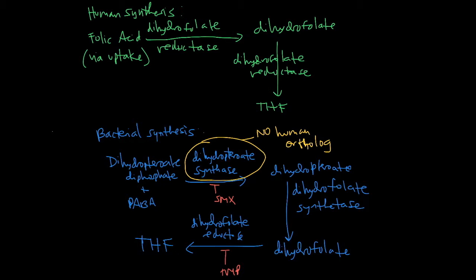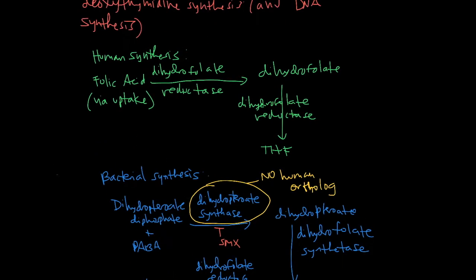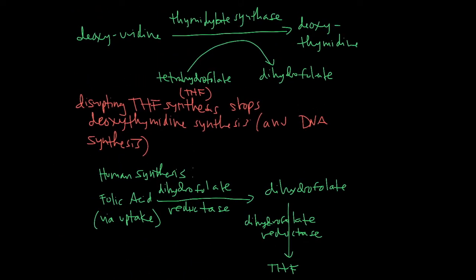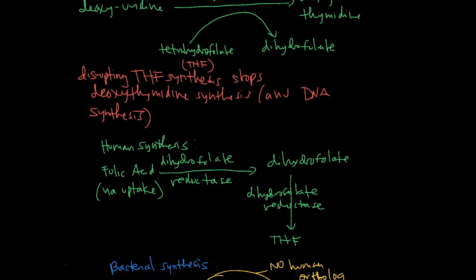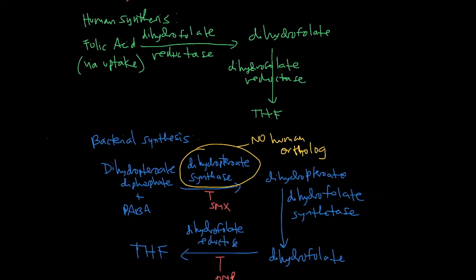So, back to what I was saying earlier. If you inhibit THF synthesis, then you stop deoxythymidine synthesis, and thus you stop DNA synthesis. So if you stop THF synthesis over here, you stop deoxythymidine synthesis, and therefore you disrupt DNA synthesis, and the bacteria die.